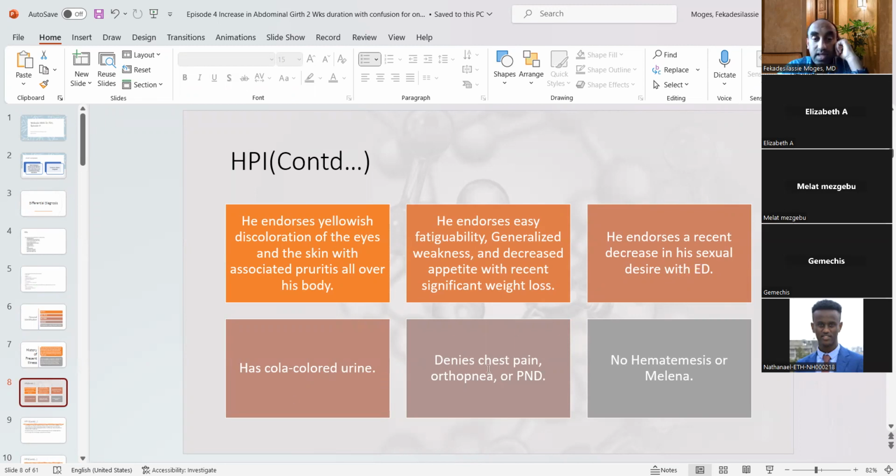Cola colored urine, you asked about it. Denies chest pain, orthopnea. You didn't ask about chest pain. You asked about orthopnea and pain. No hematemesis or melena. Okay, so no vomiting of blood, no rectal bleeding or dark stool. So that's how you say it. Okay.